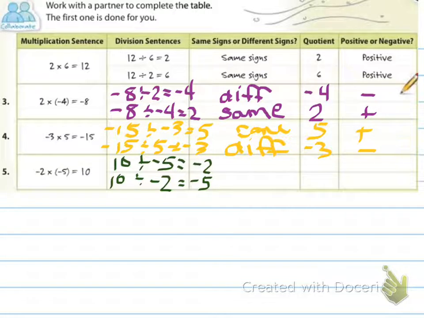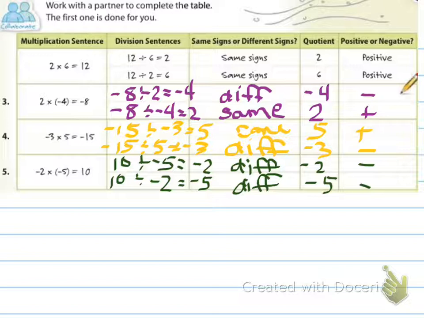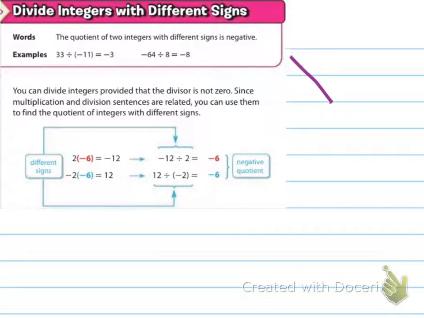And so we have different signs here, because if you notice, it's a positive and a negative, and so our answer is a -2. And then for 10 divided by -2, it's -5, and it's different signs again, and the answer is a -5, which is negative. All right. So what you might notice here is that different signs, you're going to have a negative, and same signs, you're going to have a positive. Doesn't that seem pretty familiar?